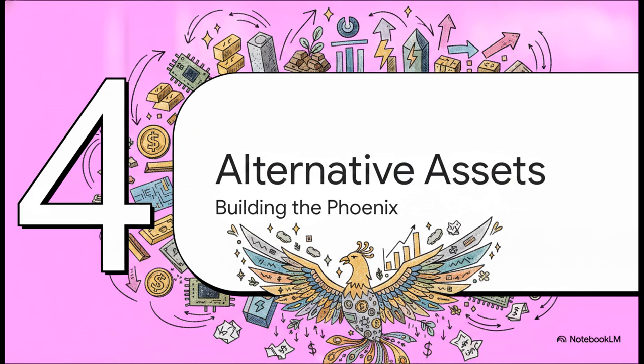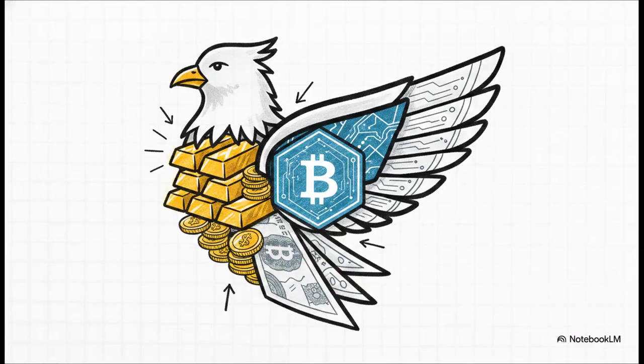So let's hit Section 4, the alternative assets, and see what this bird is actually made of. If you look closely, the body of the bird is constructed from three very specific financial assets: gold coins, Bitcoin symbols, and yuan notes. This is where the geopolitical thesis comes into sharp focus. Gold represents a return to historical, tangible, intrinsic value. You know, the ultimate safe haven asset.